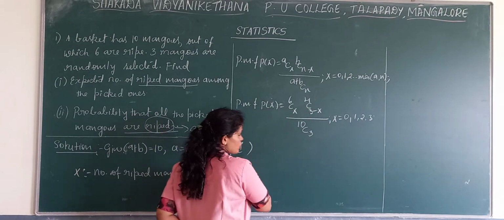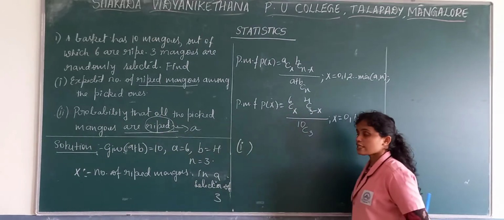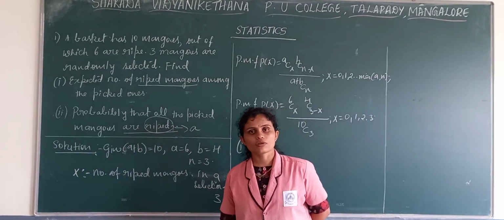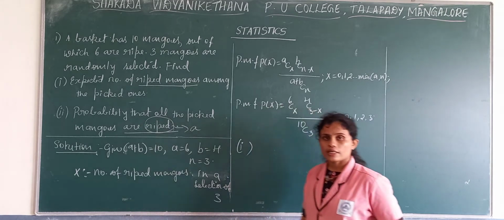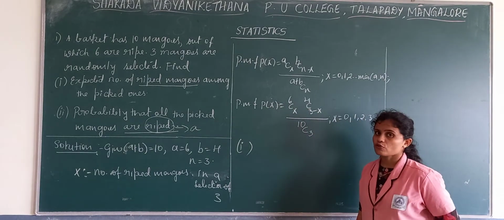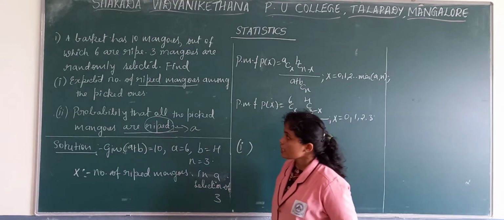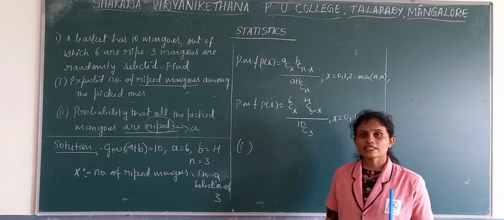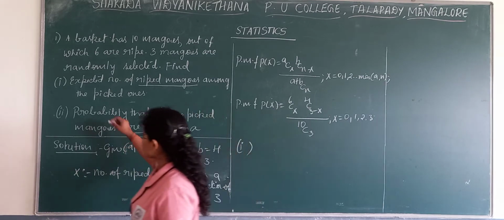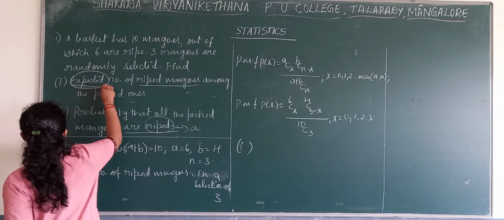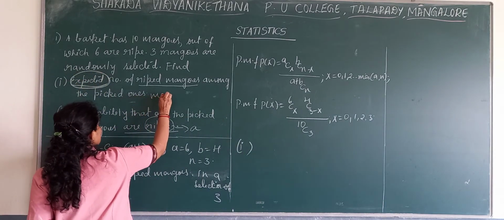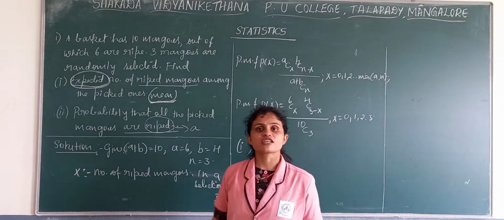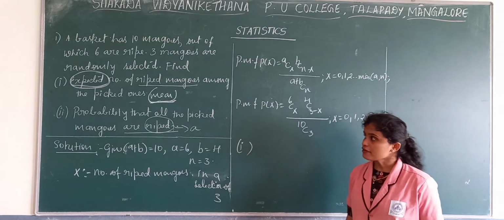Now, what is the first question? They have not asked any probability such as at least, more than, less than 2, more than 2, at least 2 or 3 or more. Such kind of questions are not there. They have asked the expected number of ripe mangoes. Always remember, expected number is nothing but the mean. We have to find out the average.